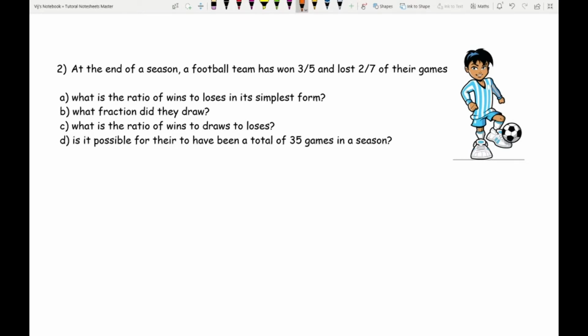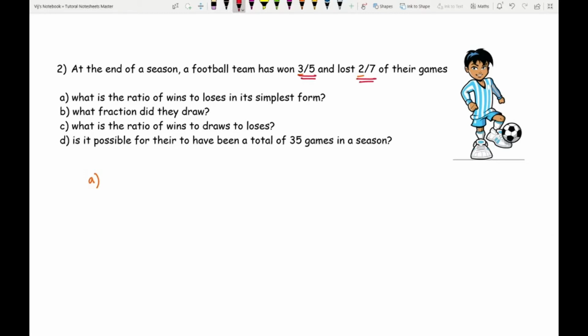Now the most common mistake that people would make is they would say for part A we're looking at the numerator, which is 3, so that's how many parts we've got, to 2. Now that is not the correct answer. The reason why is because we need to write these fractions using a common denominator.